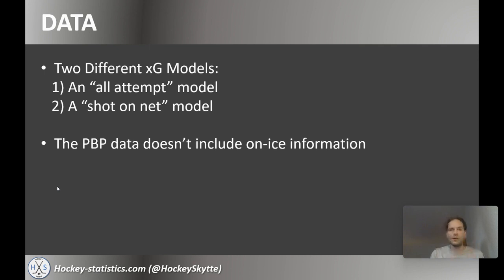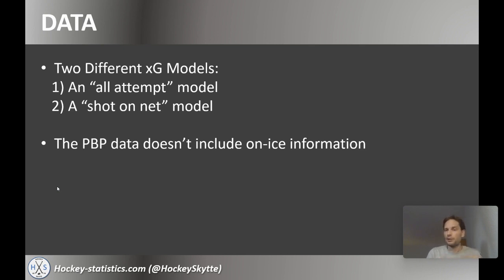Now, the other thing is that the play-by-play data in this dataset does not contain any information about who's on the ice at the time. So all on-ice information that we get, we have to take from the summary data. Now, this is a little bit problematic because the summary data does not include all the on-ice information that I would want to have included. But there's nothing we can do about it.